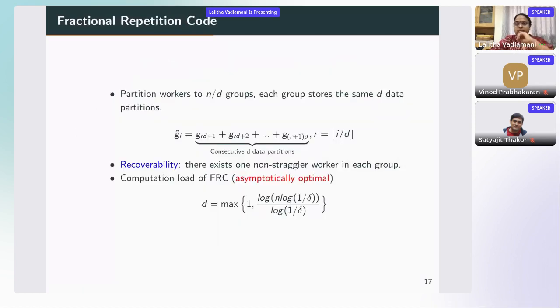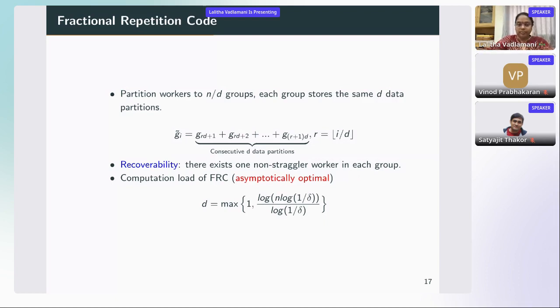And the one which achieves the previous bound also is the fractional repetition code, right? The idea is similar to before, just that instead of dividing it into s+1 groups, I don't remember if it is s+1 or n by s+1, whatever the notation was, we divide it into actually larger groups with a smaller number of assignments per worker. So this d is going to be very small, and it is shown that with this choice of d, which is log n log 1 by delta by log 1 by delta, the only thing different from the previous bound is this factor log 1 by delta.